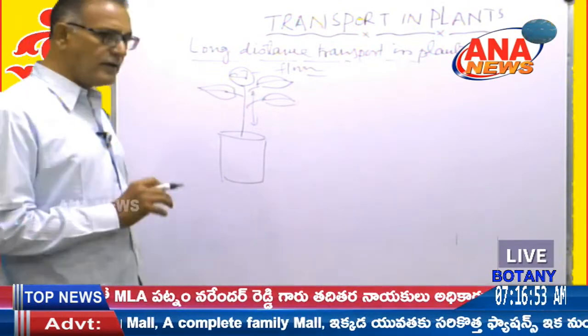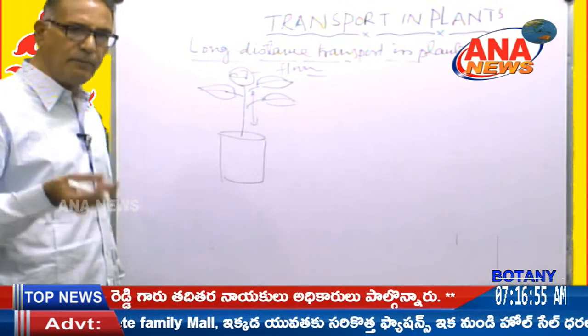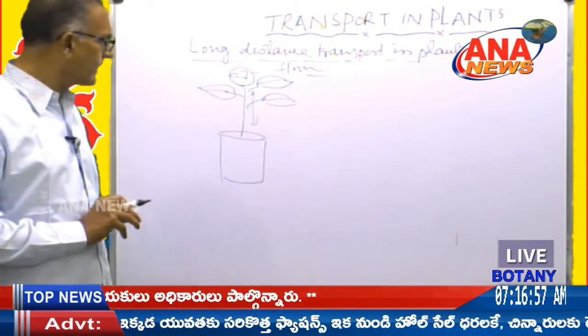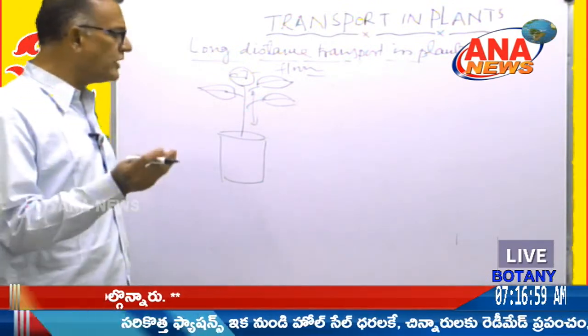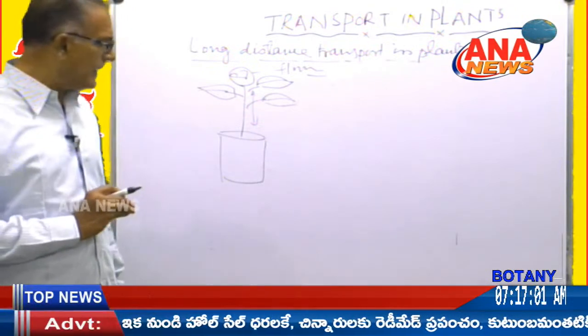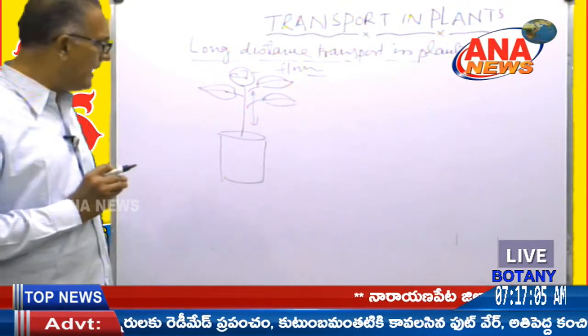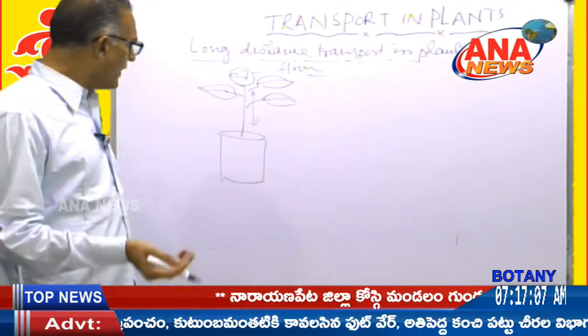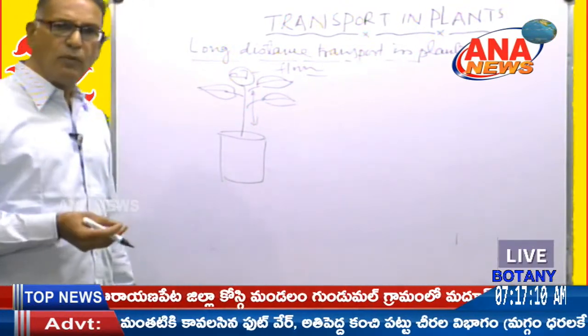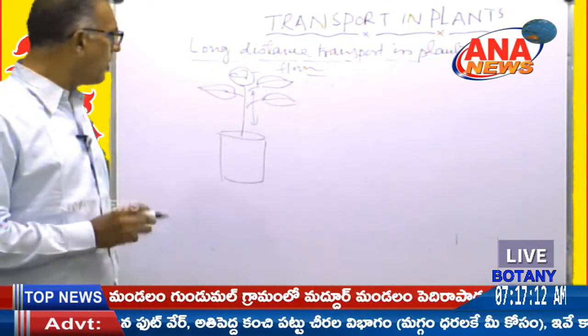So it is the character that the substances are moved as bulk flow or en masse due to the difference of the pressure gradient between 2 points. So the substances are moved as mass flow or bulk flow.